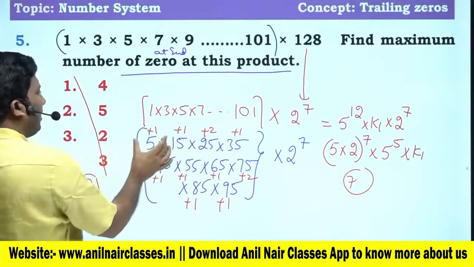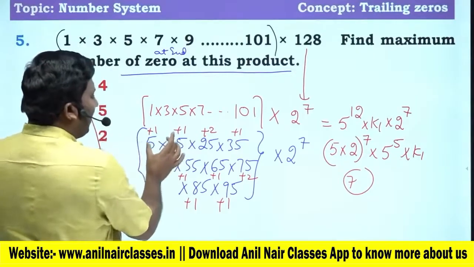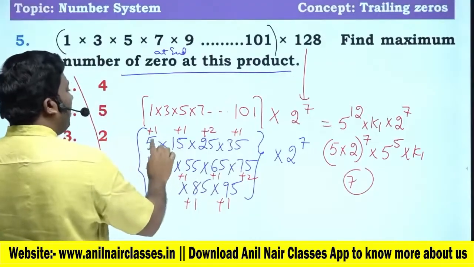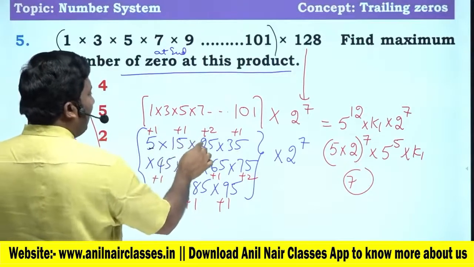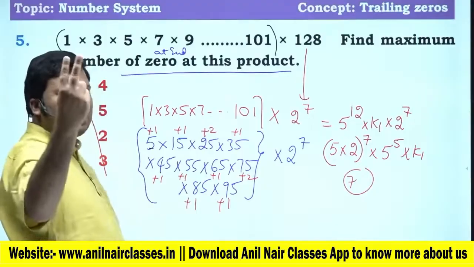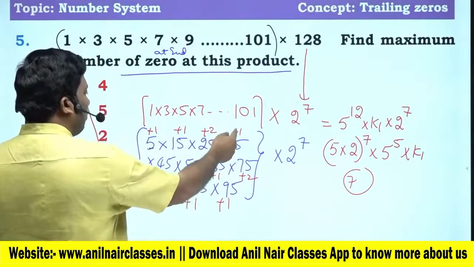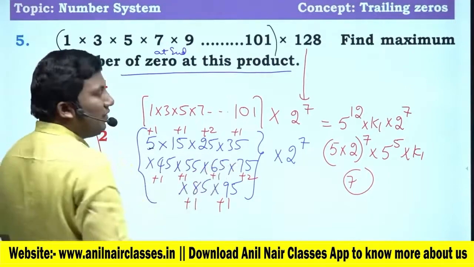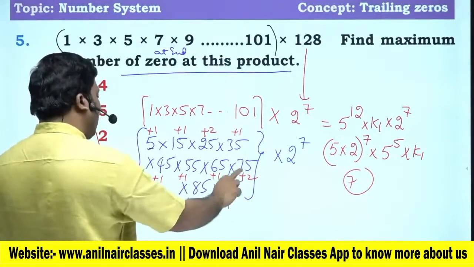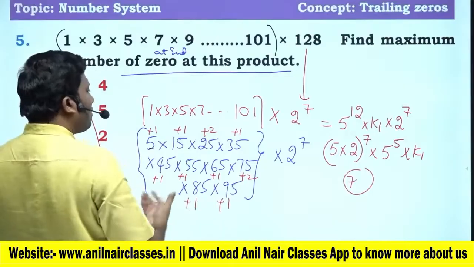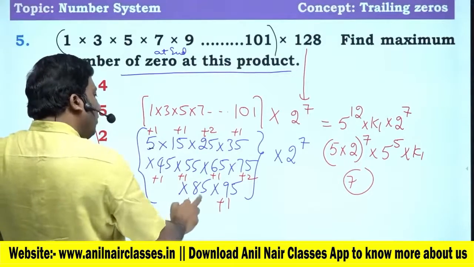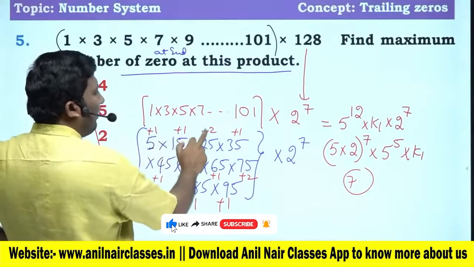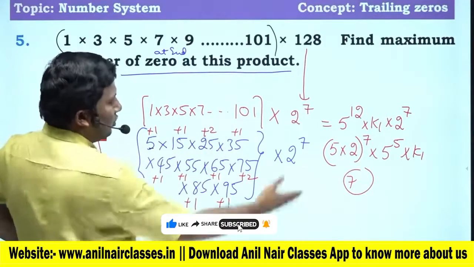7. Here, what are the multiples of 5? 5, next 15, next 25, next 35. 5 into 1, 5 into 3, 5 into 5. 5 into 5 means an extra 2 will come. 5 into 7, extra 1, extra 1, extra 1, extra 1. 75 is 25 into 3, extra 2, extra 1. So how many 5 powers did I get? 1 plus 1, 2, 4, 5, 6, 7, 8, 9, 11, 12. I got 12. So 2 power 7.